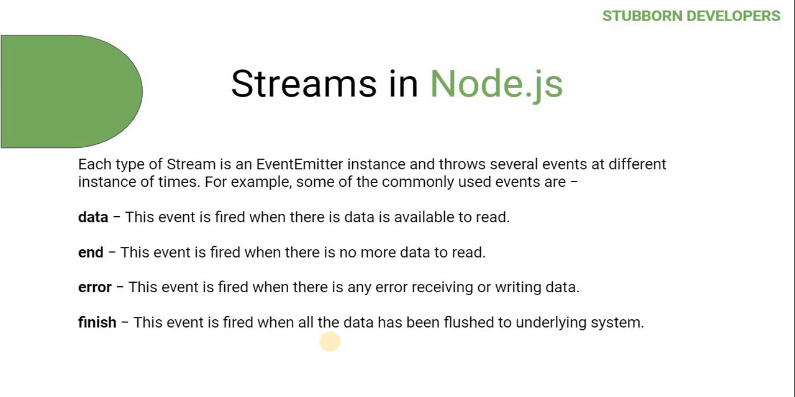And then secondly we have the event end. This event is fired when there is no more data to read. And the third type of event we have is error. This event is fired when there is an error receiving or writing the data, whichever streaming we are using. Okay, so in the end we have another type of event, that is finish. This event is fired when all the data has been flushed to the underlying system. So these are basically the events which are used in streaming.